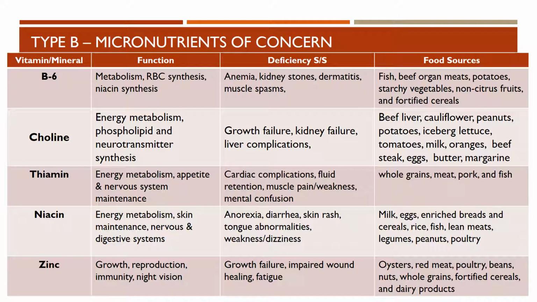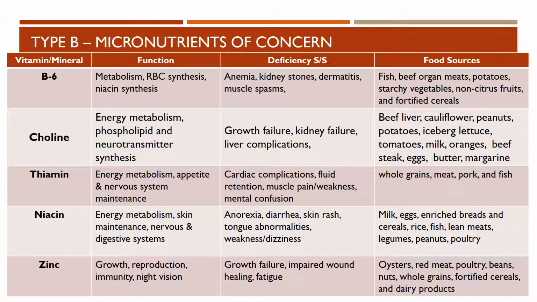So this list is a little bit longer than the other one, but when we look at the micronutrients of concern for type B, you can see that they all have a variety of functions, including metabolism, red blood cell synthesis, neurotransmitter synthesis, appetite and nervous system maintenance, and skin maintenance, as well as growth, reproduction, immunity, and night vision. So deficiency of these micronutrients can lead to things like anemia, kidney stones, growth failure, cardiac complications, muscle pain and weakness. There's also chances for diarrhea, skin rash, impaired wound healing, fatigue, and growth failure.